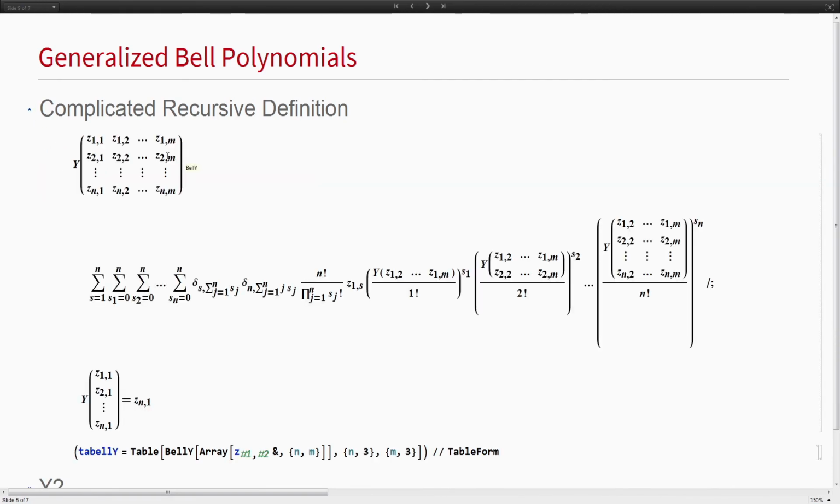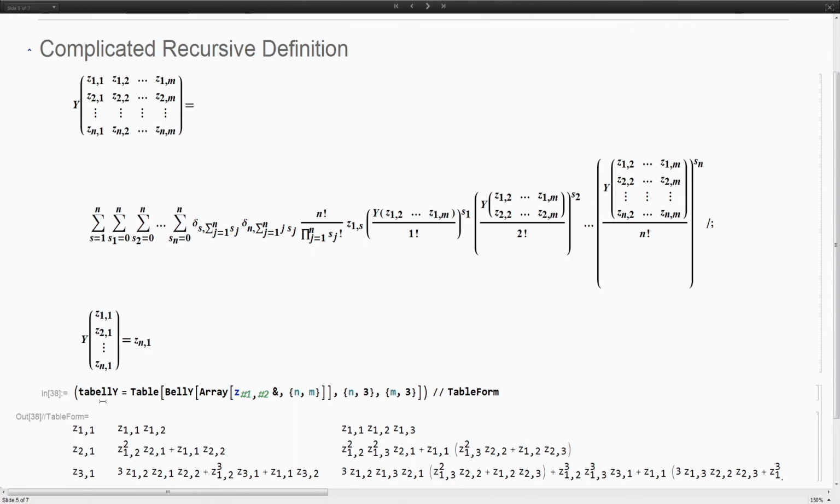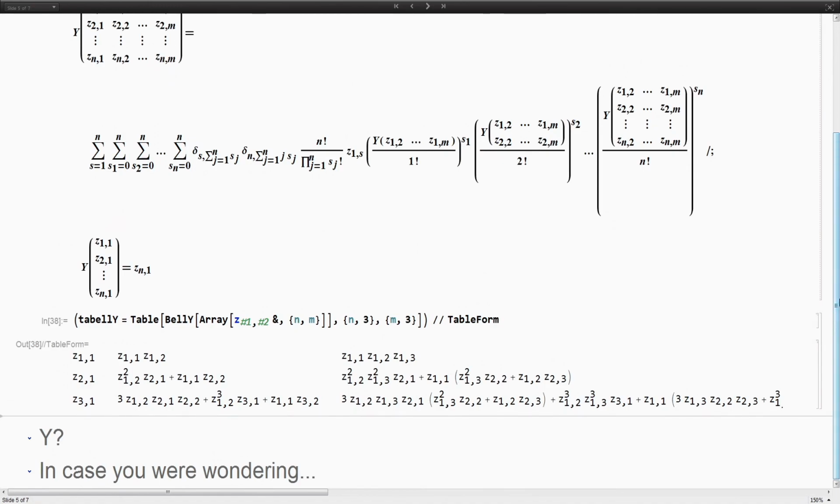Here we input a matrix to our BellY function, and one definition you'll see is this very complicated summation. You'll notice this fabulous BellY pun I did in my table naming convention. You'll see the output here. Another BellY pun: why does it have this kind of crazy definition?